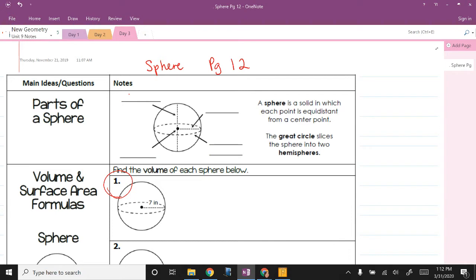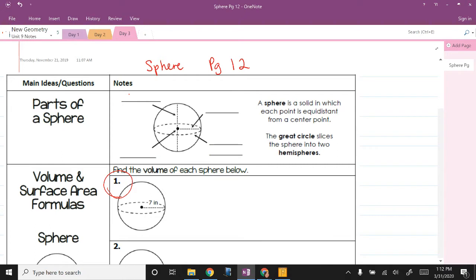So, first of all, the sphere has different parts. Okay. A sphere is like a ball. So, anything that's like a ball or a globe or anything that's round like that is a sphere. And a sphere is a solid where each point is equidistant from a center. So no matter where we are on the edge of the sphere, on the surface of the ball, we are equidistant from the center of the sphere.